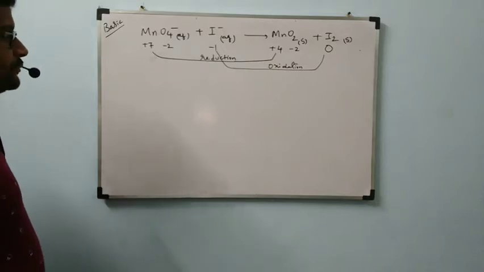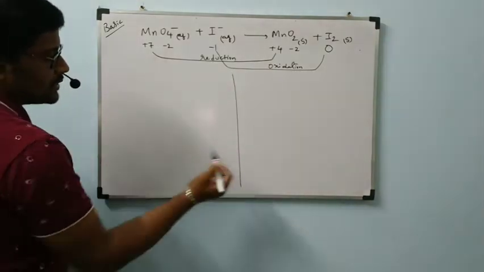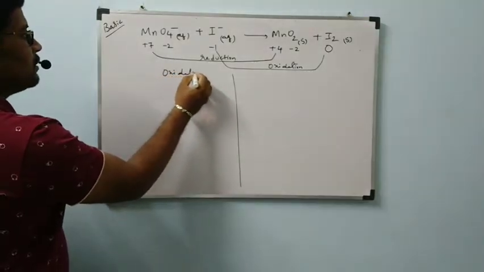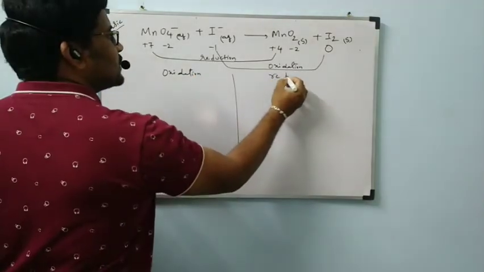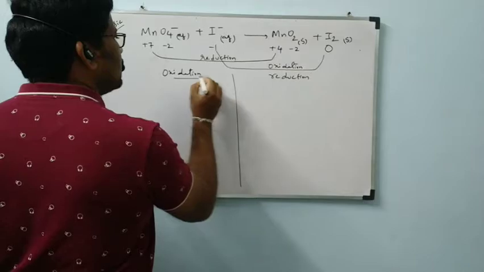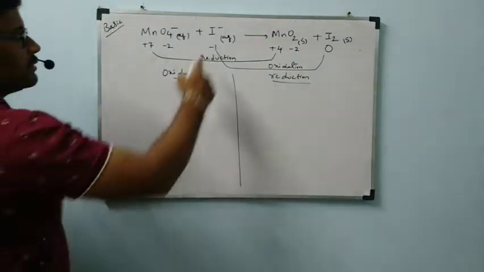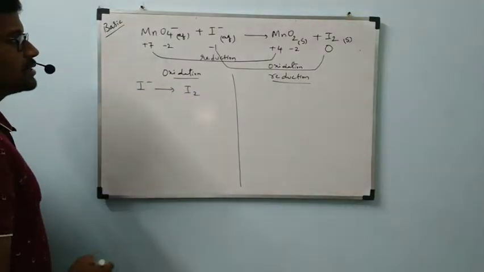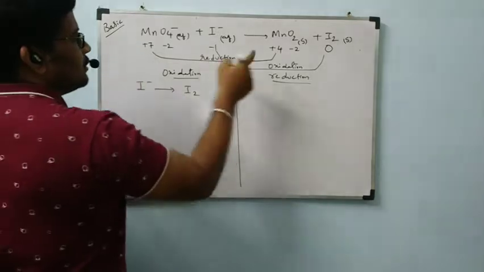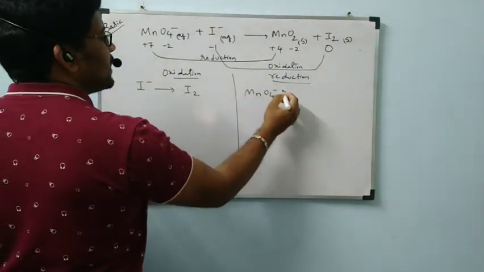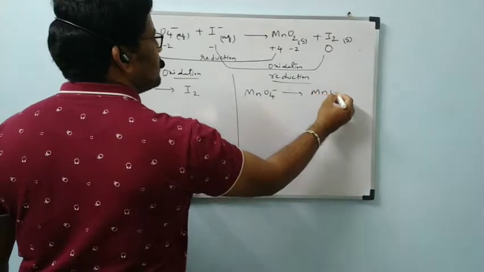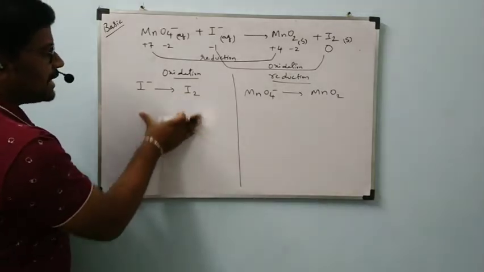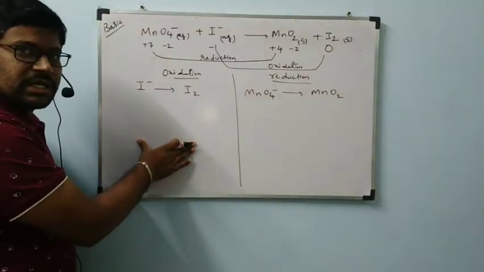Next, we have to split this entire equation into two parts, oxidation and reduction. Which is the oxidation reaction? I minus changed to I2. This is oxidation. Coming to reduction, MnO4 minus is changed to MnO2. That is undergoing reduction. First, we need to balance the oxidation reaction with charge also.